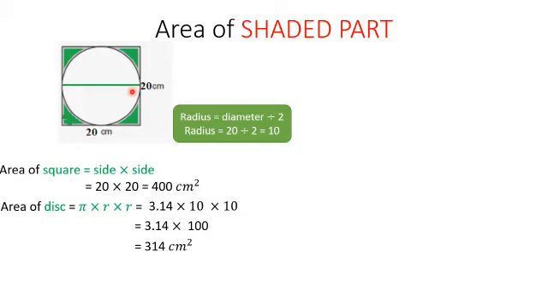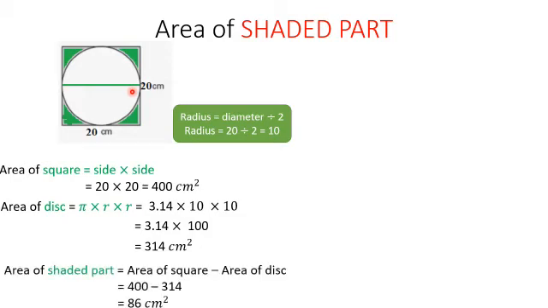Now we can calculate the area of the shaded part, which is equal to the area of the square minus area of the disk. It's equal to 400 minus 314 equals 86 centimeters squared.